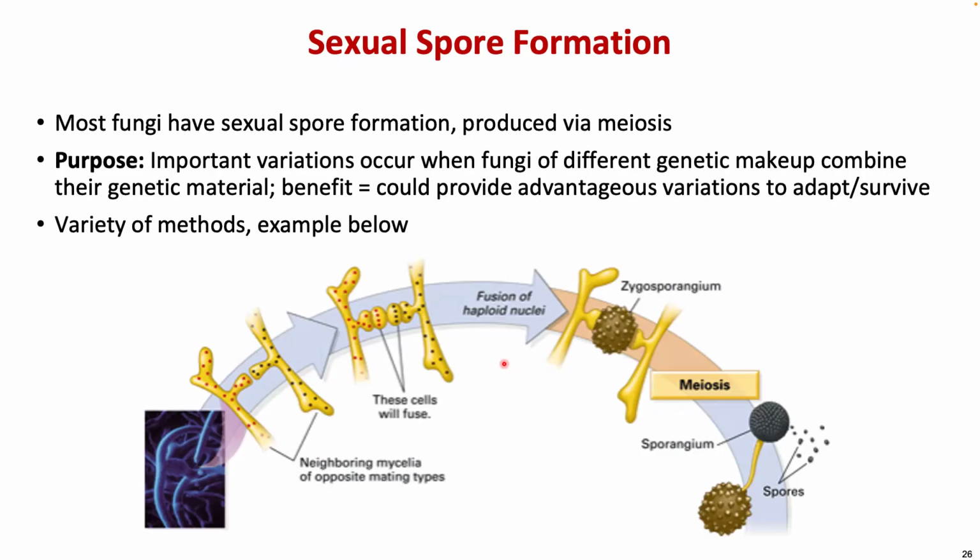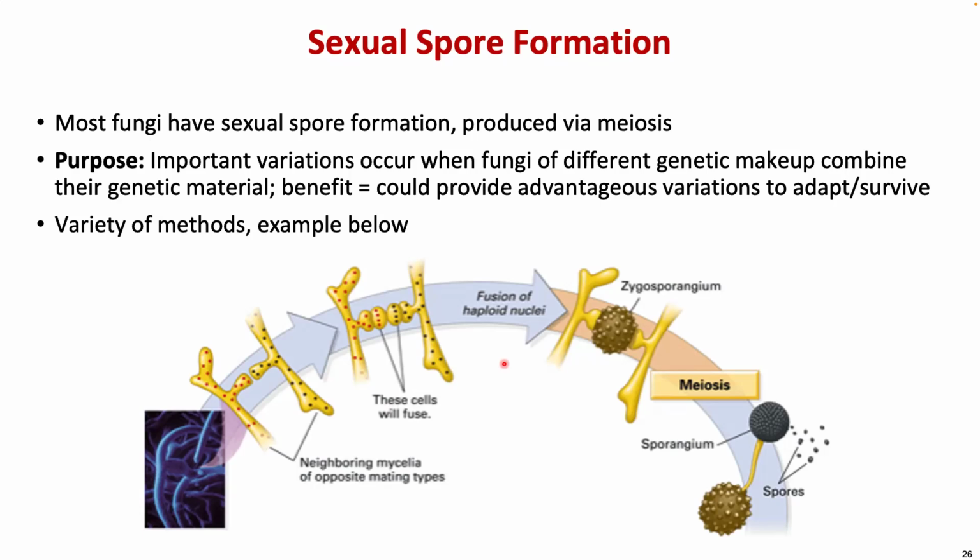when fungi of different genetic makeup combine, and they end up producing genetic material which is more beneficial or advantageous than what they previously had. They mostly do this in order to survive extreme weather conditions or to adapt to them. This variation also depends on the variation in methods.